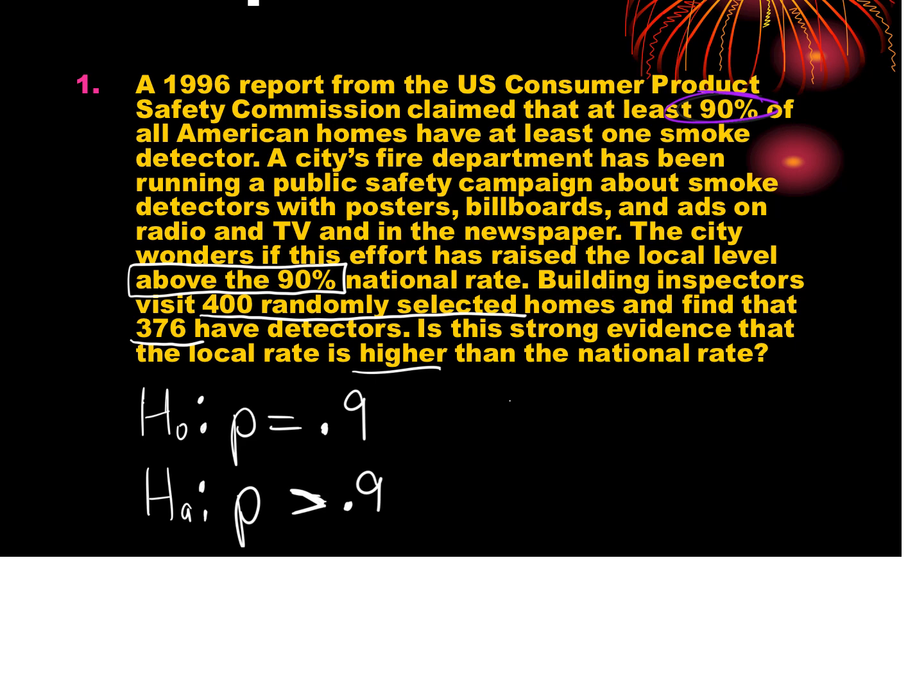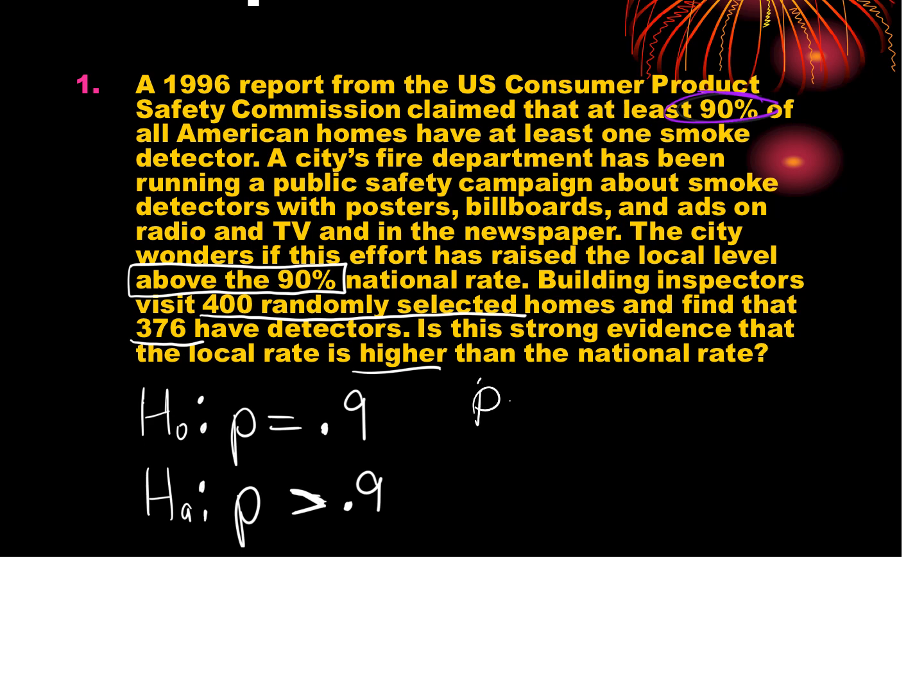These numbers should always be the same. Okay, I never change these numbers. It's 0.9, 0.9. The only thing that's changing is the null hypothesis is equal. The alternative is either greater than, less than, or not equal to. Okay. Then we'll check our conditions.